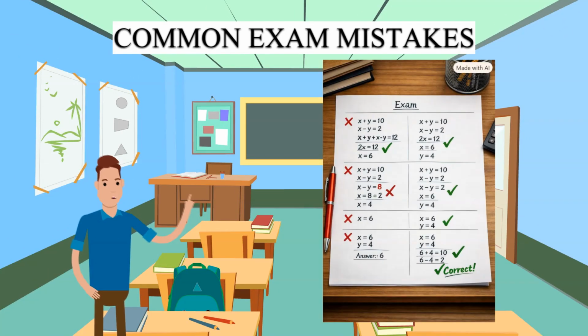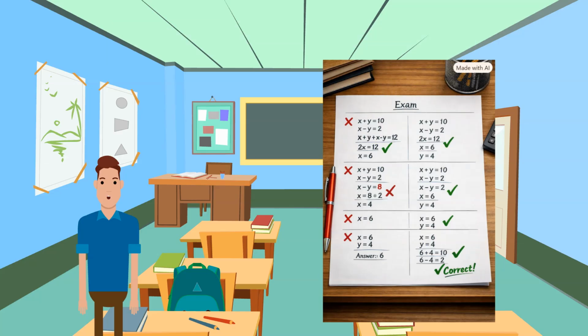There are several common mistakes to watch out for. First, make sure you choose the correct operation to eliminate a variable. Second, be especially careful with negative signs. Third, remember that you need to find both unknowns. And finally, check your answers in both original equations whenever possible.